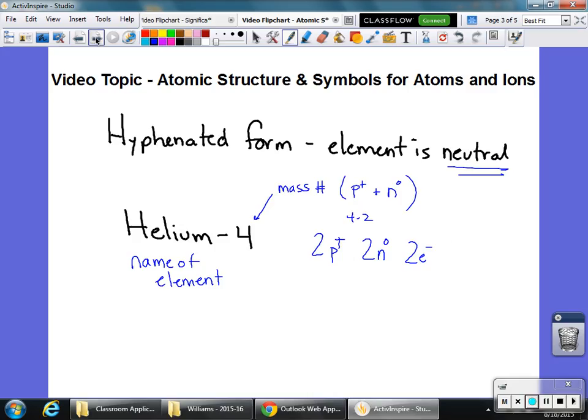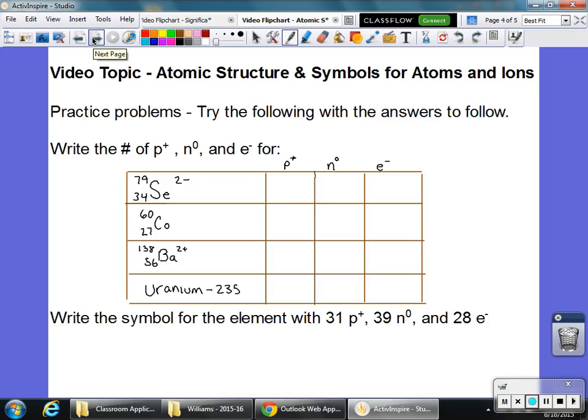So what I have for you now is a little chart of practice problems. I'd like you to try that out, and then I will actually go through and put in the answers, and you can check yourself here in a couple of minutes.